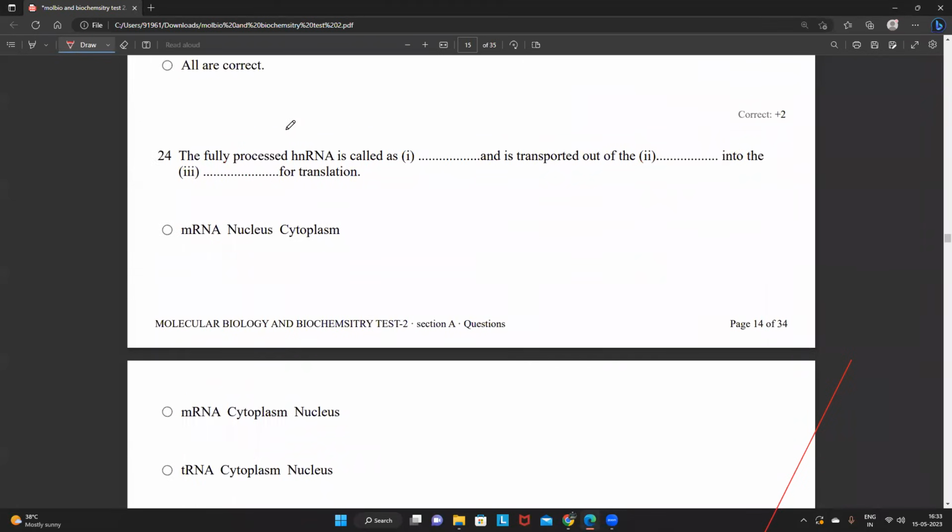The fully processed hnRNA is called what? Fully processed means what, friends? Processing is over. Whichever processing is over, we can call mRNA. Correct? From the nucleus, it will enter into the cytoplasm. Why does it have to enter into the cytoplasm from the nucleus? Because the cytoplasm is the region where translation takes place. Yes or no? Hence the correct answer will be number 1.